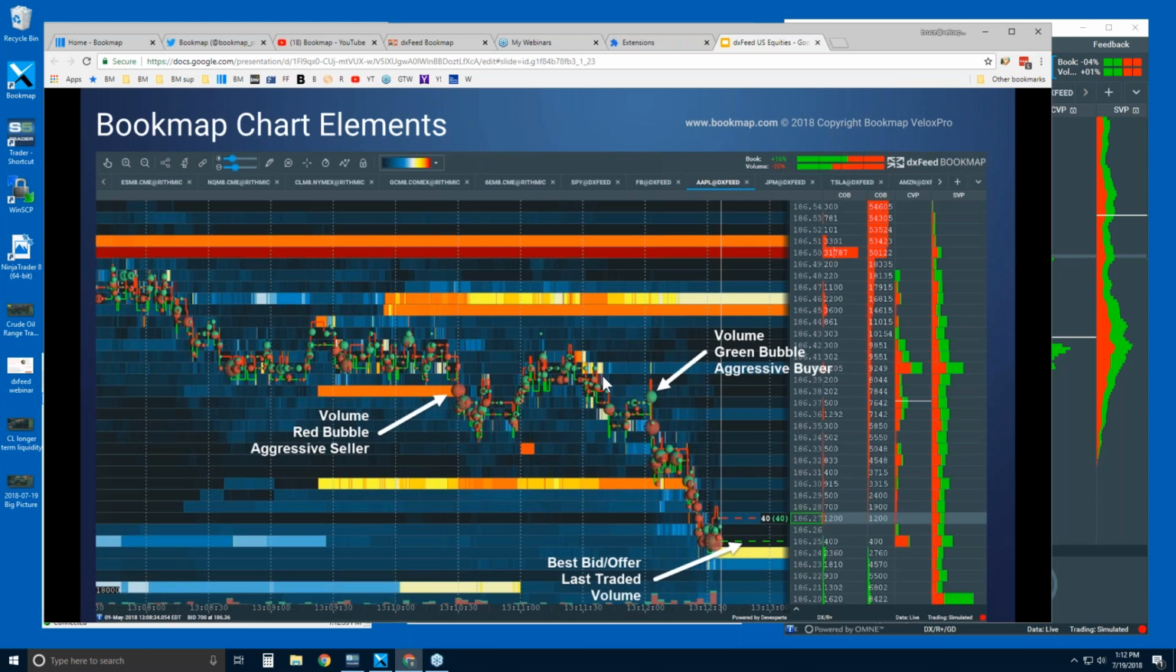So anyway, now we're starting to understand the elements. We have the aggressive buyers, which are the green dots, the aggressive sellers, which are the red dots. Those are your market buy and sell orders. And then we have the best bid and offer here, both current here and then historical here. And then this is your last traded volume.